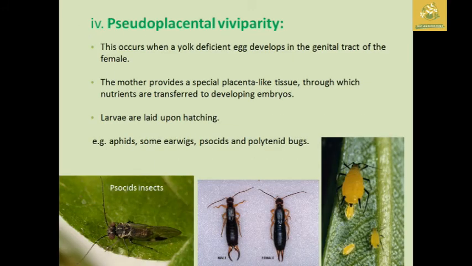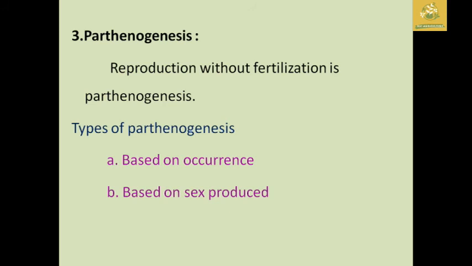And after that, the pseudoplacental viviparity, where a yolk-deficient egg develops in the genital tract of the female. The mother provides a special placenta-like tissue through which the nutrients are transferred to the embryo, and the larvae are laid upon hatching, which is found in aphids and some earwigs, as well as coccids and polyctenid bugs in the insects. And the third process is parthenogenesis, where the reproduction takes place without the fertilization process.